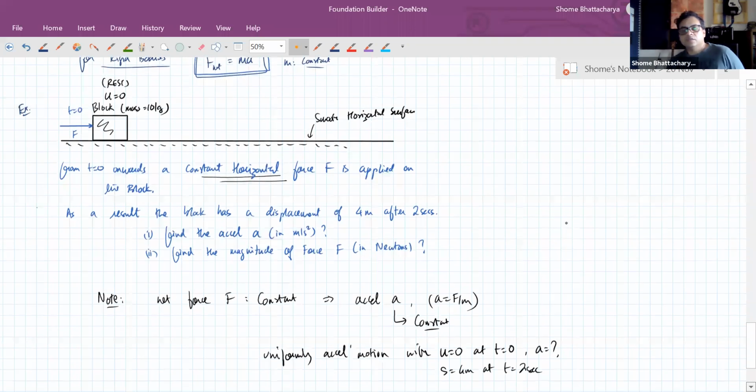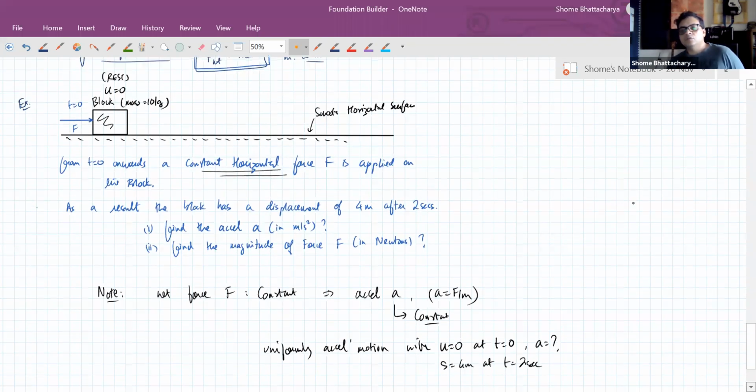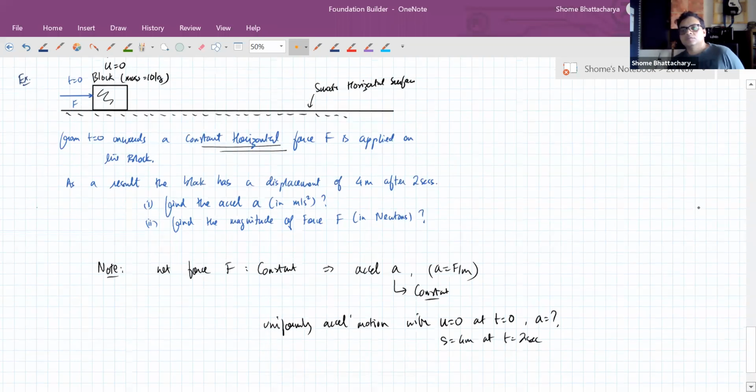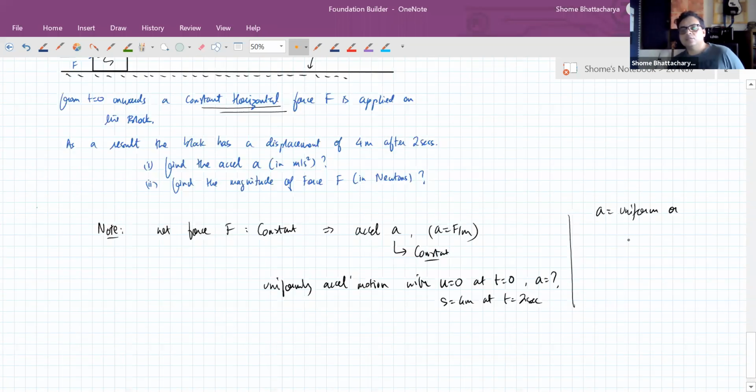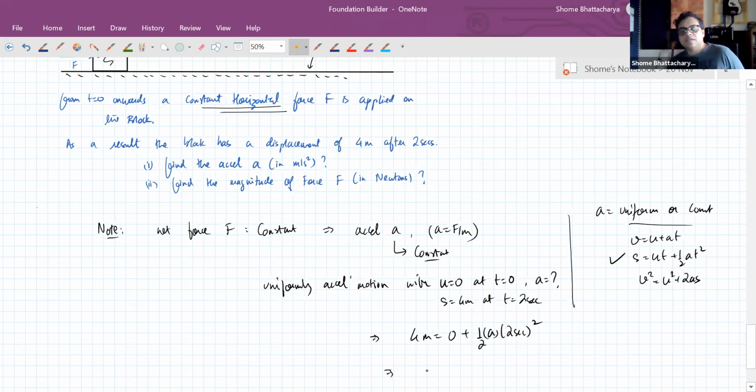We'll use this equation that when acceleration is uniform or constant, we have the three standard equations. V is equal to u plus at, S is equal to ut plus half at square, V square is equal to u square plus 2as. We just have to make use of the second one. So you can see that 4 meters should be equal to half into some unknown acceleration into 2 seconds square. So you can see that the acceleration is 2 meters per second square. So that's the first step. Now we know the acceleration.